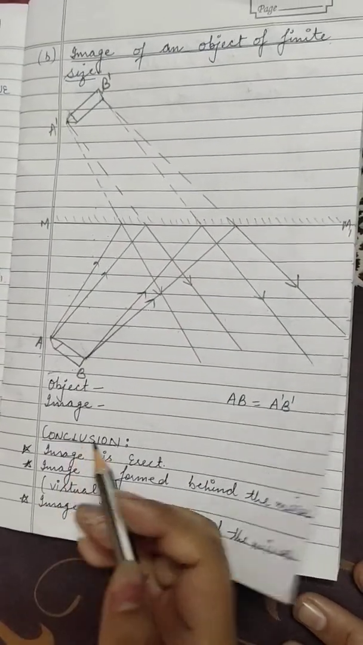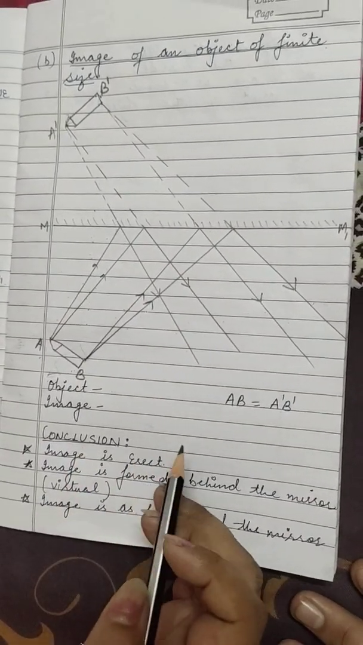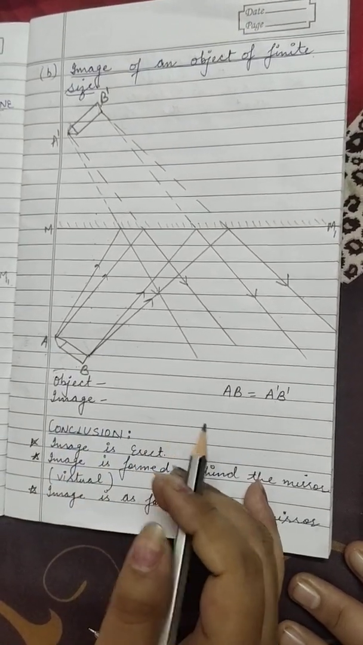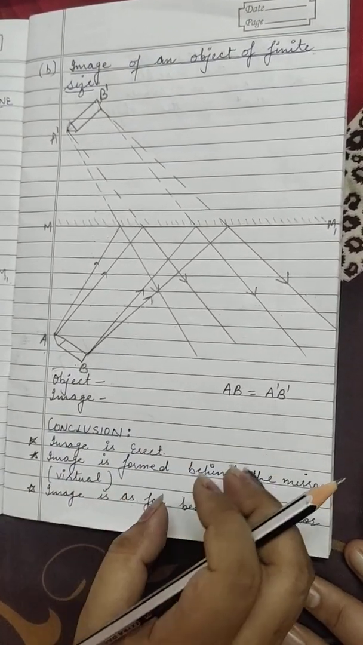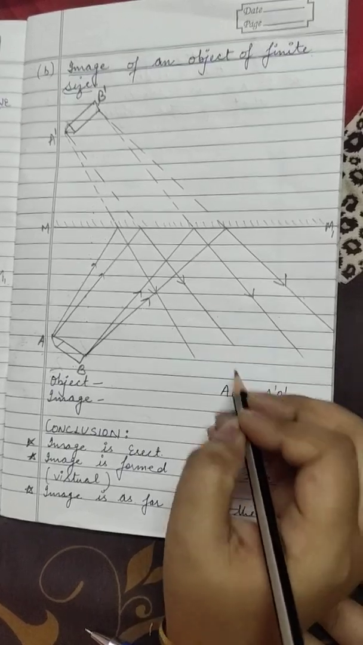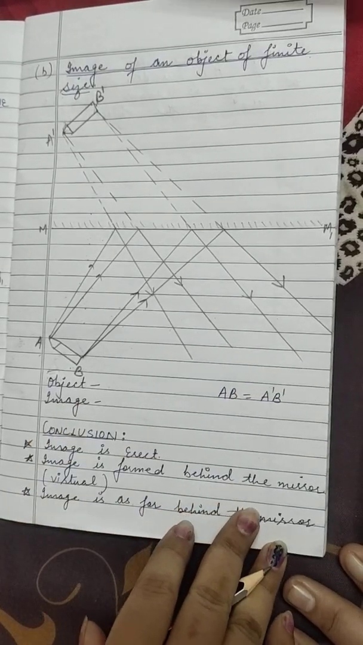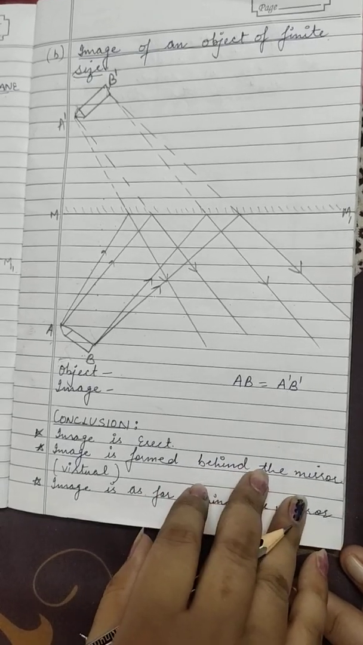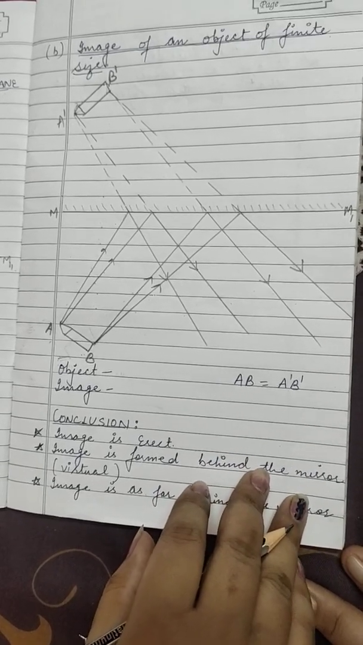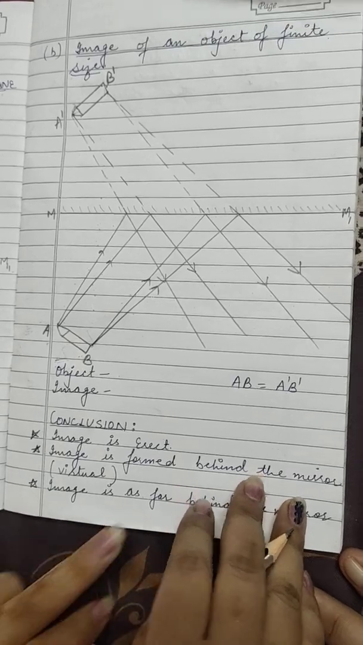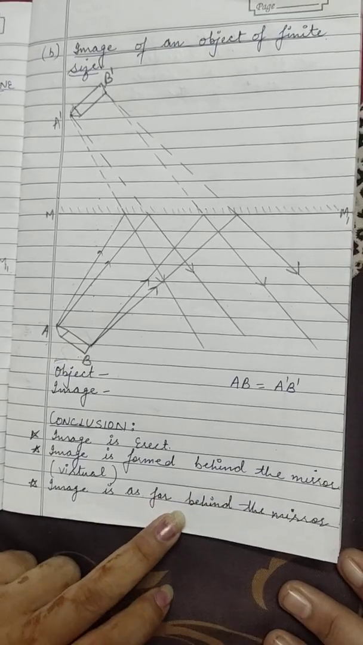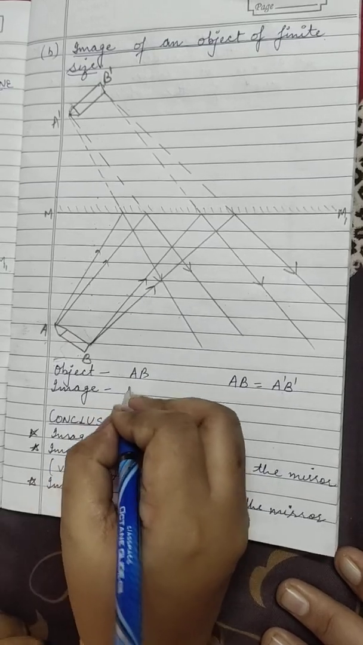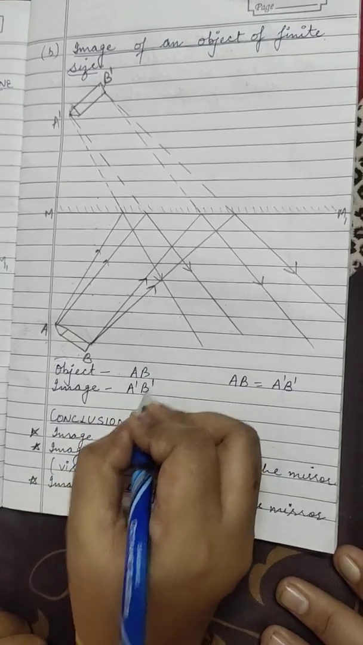So no need to write here angle of incidence and angle of reflection, because if you will be writing that, it will be very congested and your diagram will not look nice. But in case of your point object, you have to write your angle of incidence, angle of reflection, and the incident as well as the reflected rays. So the object here is AB, image here is A dash B dash.